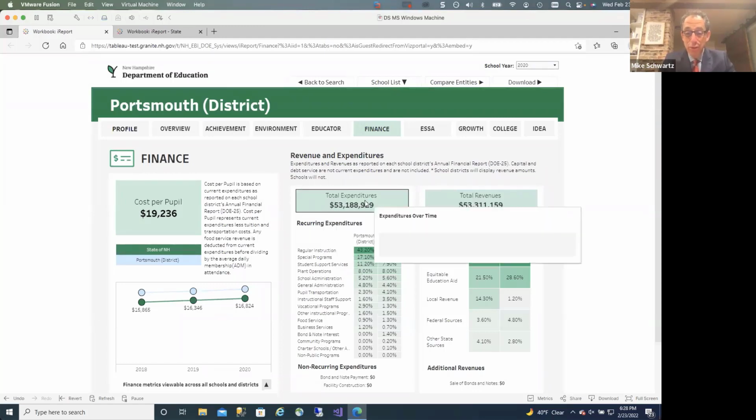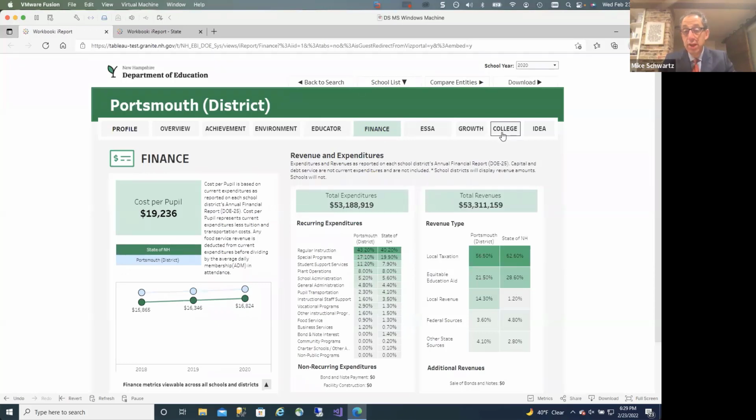And now you can look at the total expenditures. You can look at what percentage of the money is used for pupil transportation, how much money is used for special programming or regular instruction, et cetera. You can also see some of the revenue information broken down. Where do they get the revenue? The other thing I'll point out is we didn't see college before. Again, some of these tabs will differ slightly based on the school you're looking at. So if you're looking at a middle school, of course, we don't get college information. If you're looking at a high school or the district, we will.